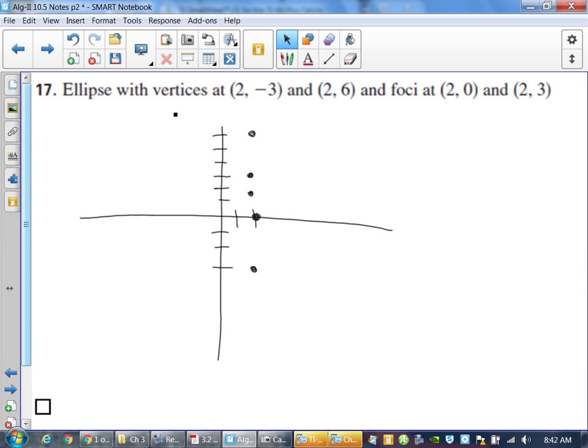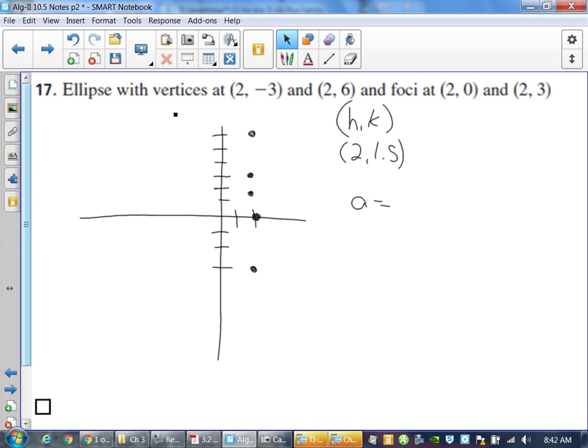It's the midpoint of 0 and 3. It's the midpoint of 6 and negative 3. So we just add them together and cut it in half. So our H, K will be at 2 and 1.5. Remember, this is the one time that I say it's quite all right to use decimals because they're just easier to write with than trying to do all decimals or fractions.